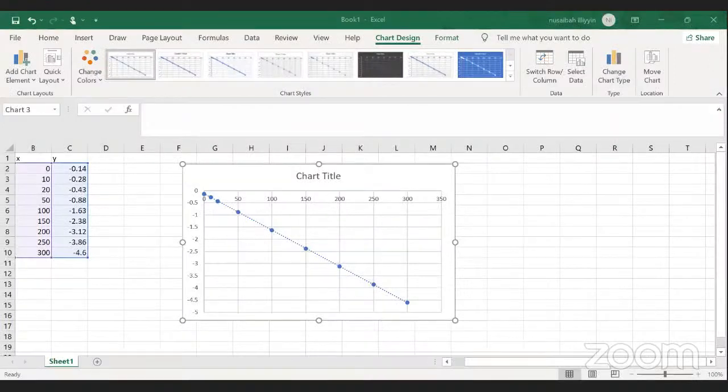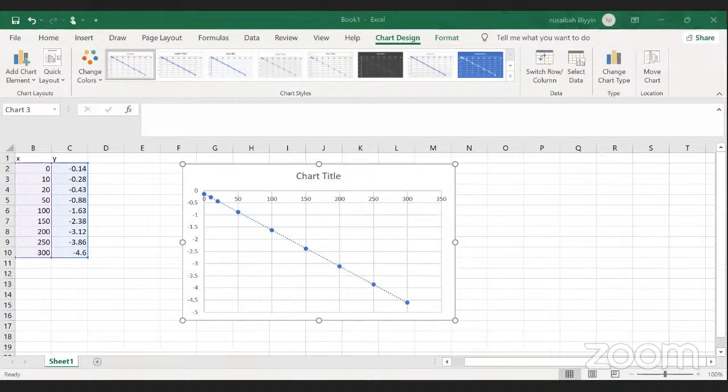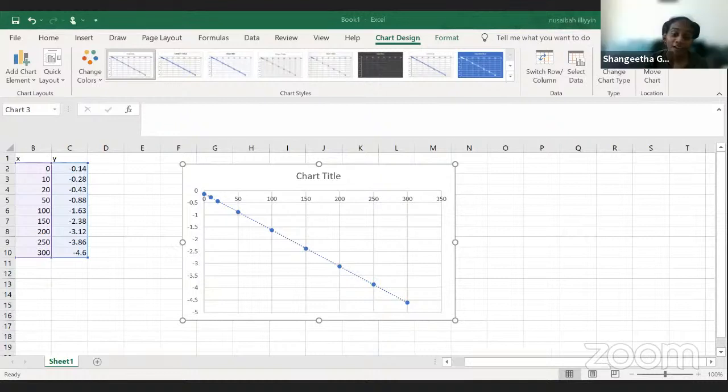Okay, so you want to find the slope of the graph, right? So how do you do it? How do you find slope? You draw a triangle between two points.